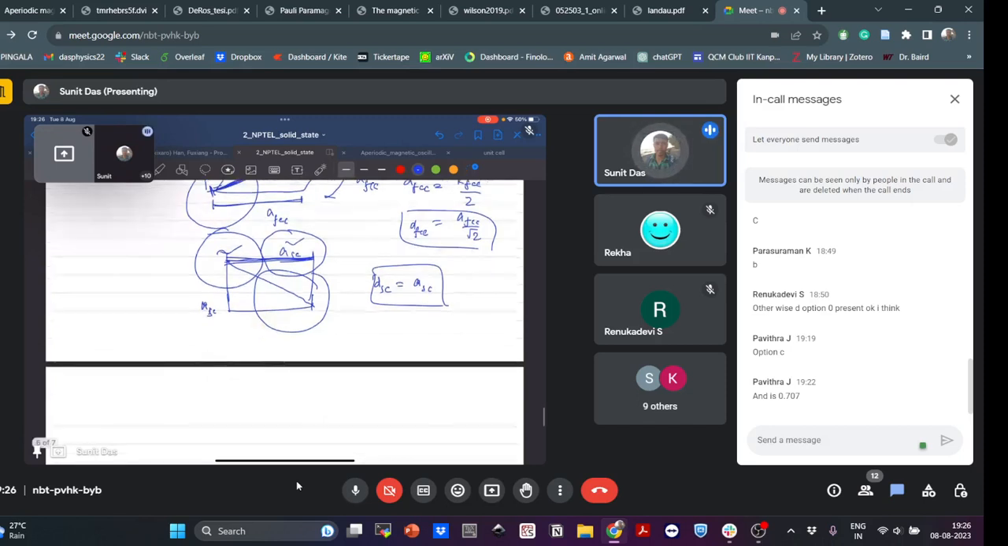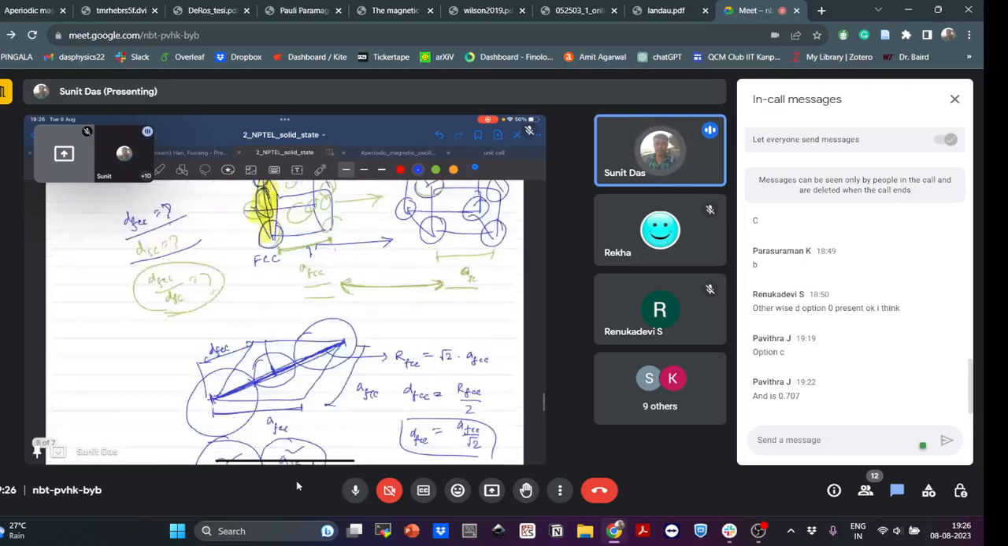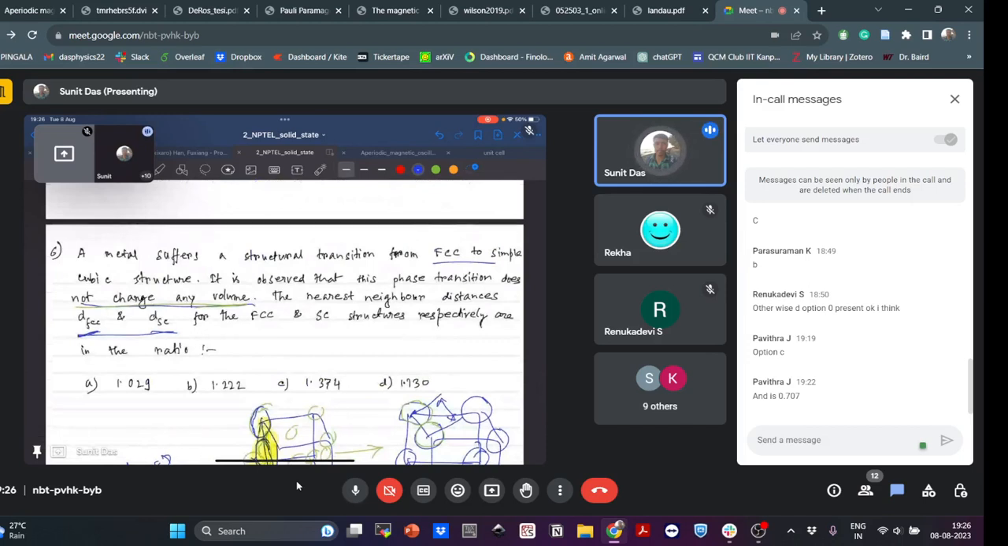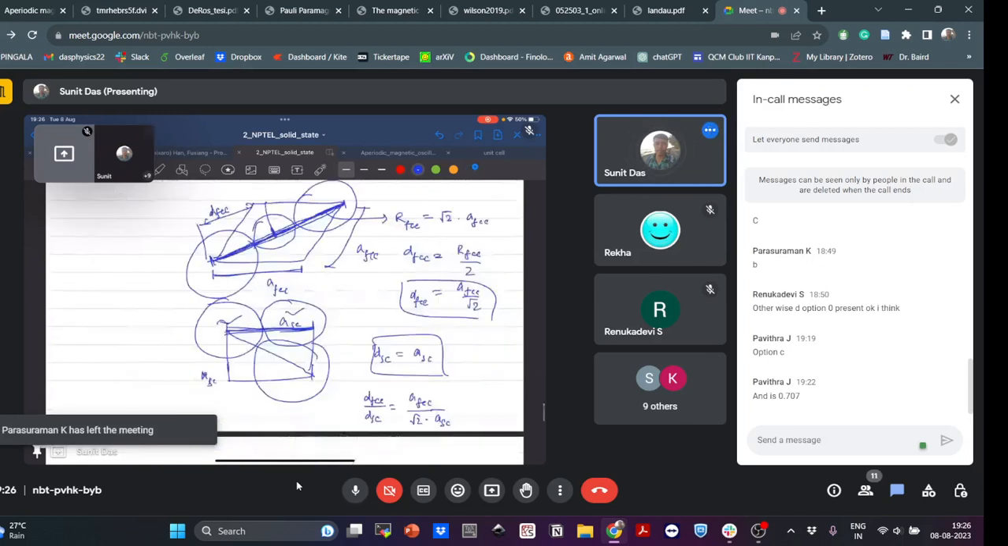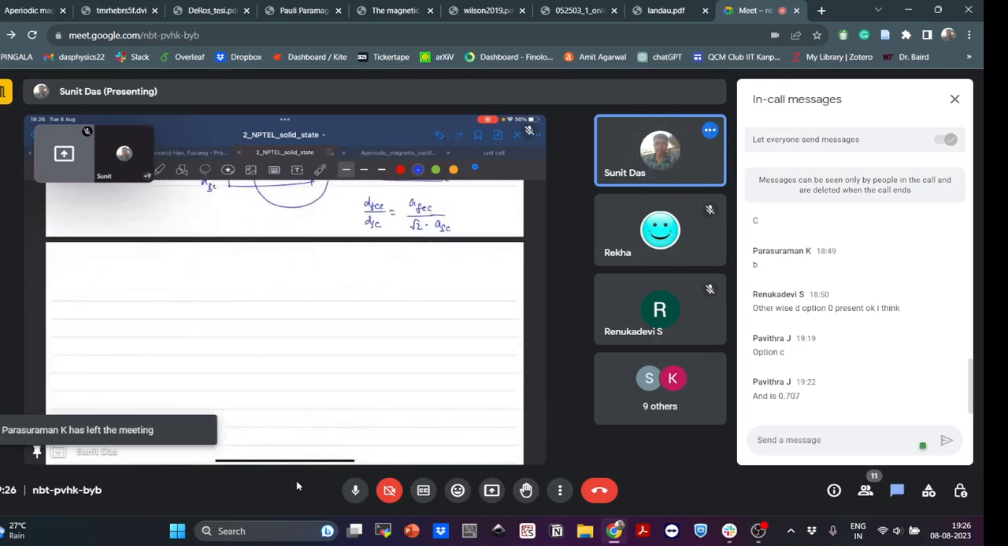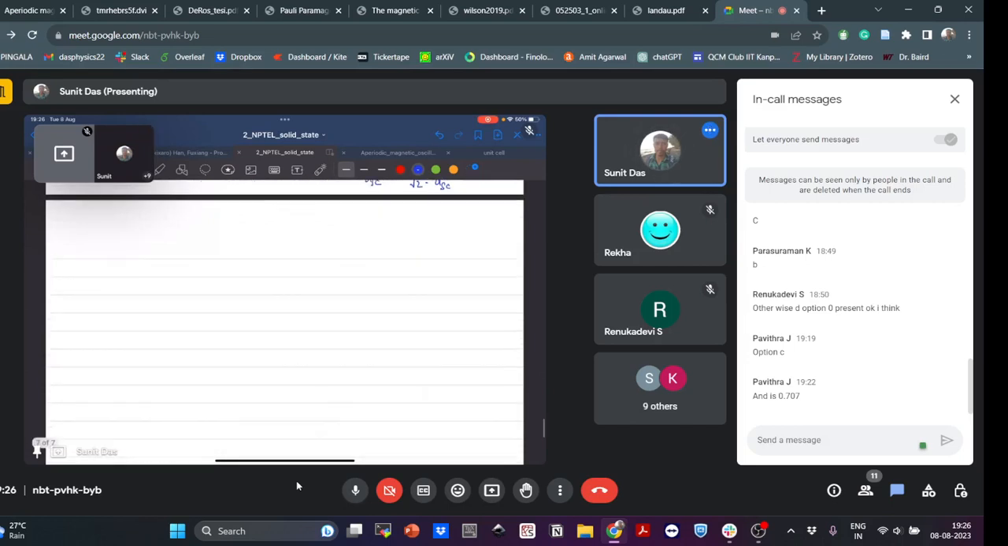What we need is DFCC by D simple cubic, so AFCC by root 2 into A simple cubic. Then we need to find the relation between AFCC and A simple cubic, right? For this, we'll use the information that when it gets converted from FCC to simple cubic, there is no change in volume. So volume doesn't change.